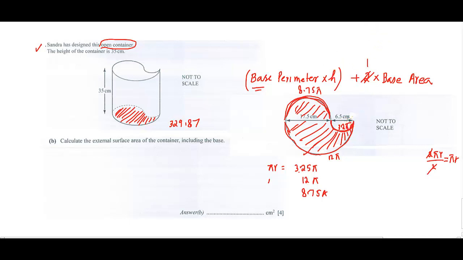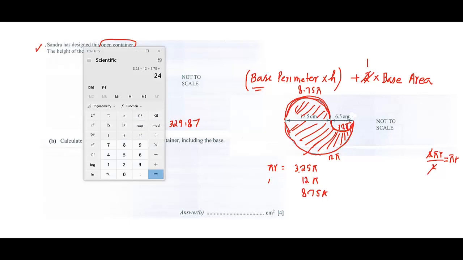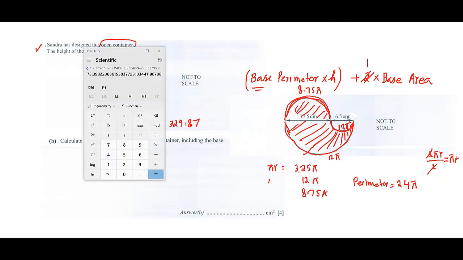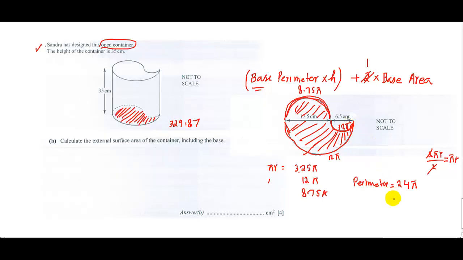So let me add all of these. This will give me the perimeter. It is 24 pi. So the perimeter is 24 pi. Let's put the value of pi now: 75.40, so it is 75.4. So this is the perimeter of the cross section. Now plug in the values in this formula, and we will get the total surface area.